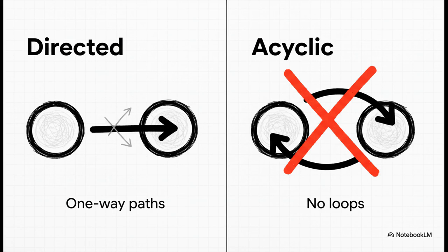Now, the cool thing is the name itself tells you the two most important rules. It's directed, because the arrows are one-way streets. The dependency only goes in one direction, and it's acyclic, which is just a fancy way of saying there are no loops. You can't have a situation where task A depends on B and task B circles back and depends on A. That would be an impossible, endless loop.